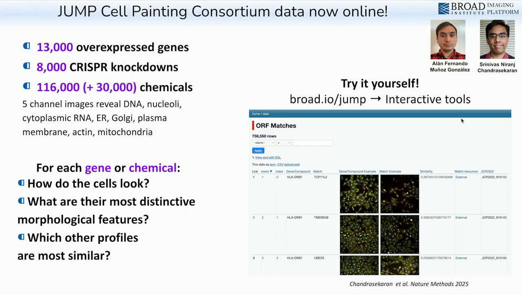But we're also building tools so that you can just download the whole set or crunch on it on AWS as you like. But the other thing you can do, if you're just interested in a single gene or a single chemical, Alon Gonzalez in the group has built a really beautiful interactive set of tools that allow you to answer questions like, when my gene is knocked down or overexpressed, how do the cells look? What are their distinctive features? Which other genes look like my gene of interest? And so on, and likewise for chemicals as well. So those tools are available at that URL shown.